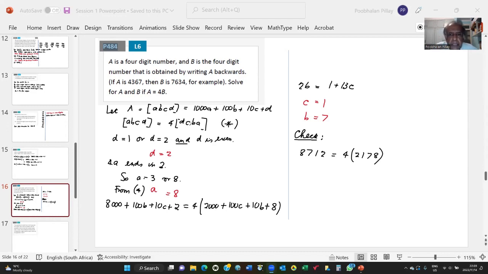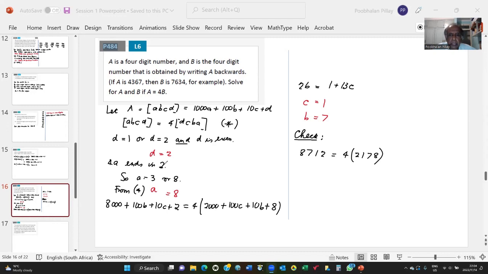But here's something very interesting, because 4 times this is that, so therefore this number here must be even, because it's equal to a multiple of 4, which is also a multiple of 2, so it must be even, which means D must be even. So D, if it's even, it can't be 1, right? So D is equal to 2.